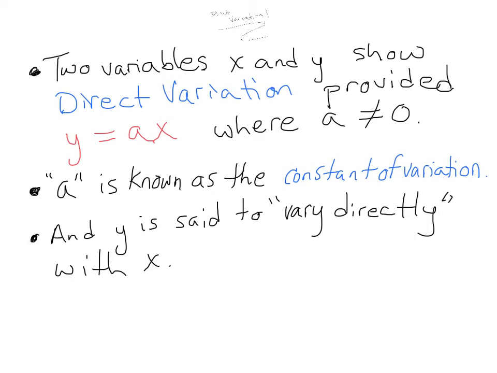You've got two variables, x and y, and they're said to be in direct variation provided that y equals ax, where a is not equal to 0. So actually, it kind of looks like this, right? It kind of looks like y equals mx plus b, but with no b. Okay, so a is known as the constant of variation, and we are saying that y varies directly with x. And that's how you would speak about this direct variation. Not a big deal, just some definitions.